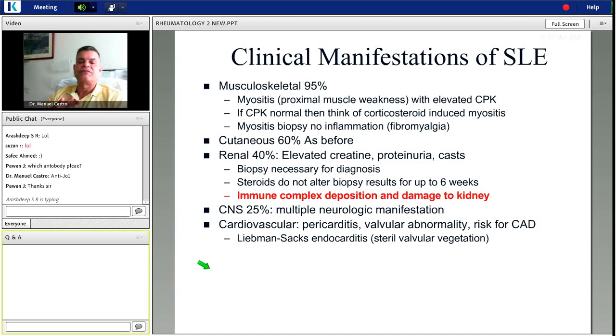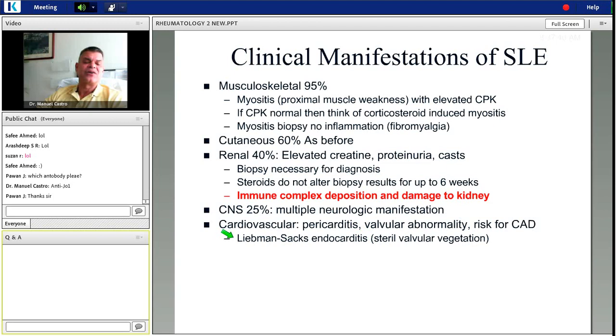Now, cardiopulmonary or cardiovascular manifestation is going to be pericarditis. They can have valvular abnormalities. They can have increased risk for coronary artery disease at a younger age. They can have Libman-Sacks endocarditis, which are going to be sterile valvular vegetations in the valves. Okay, they're not going to have infective endocarditis. This type of Libman-Sacks endocarditis, as you see, is sterile.